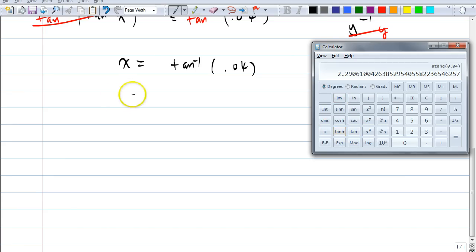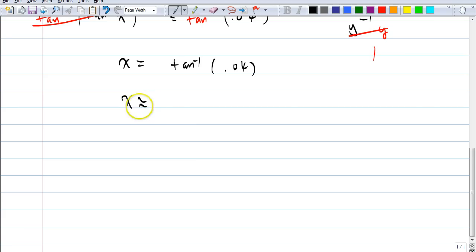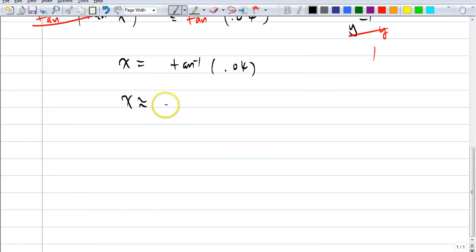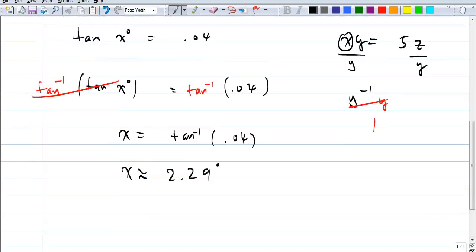I get a lot more accuracy. X is about, it's not really 2, is it? And we expect it to be a little bit bigger than 2, right? It's about 2.3. It's about 2.29 degrees. So if you wanted more accuracy, that's what you could do with your calculator. On your homework, they don't ask you to do that, but I want you to know how to do that, okay?